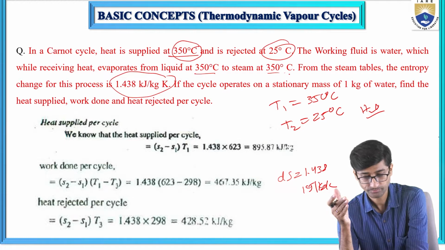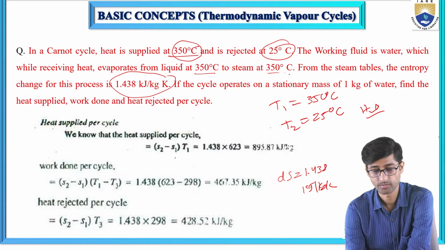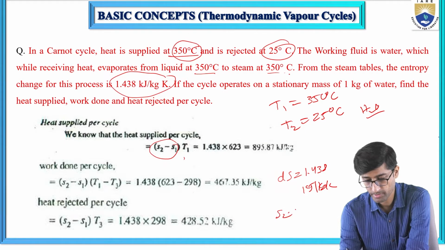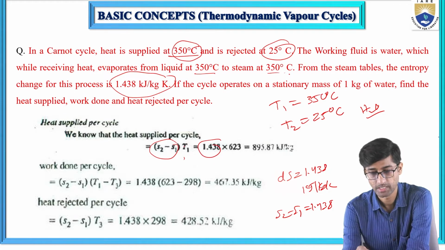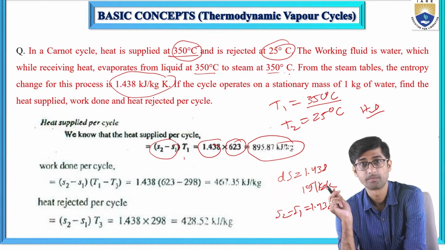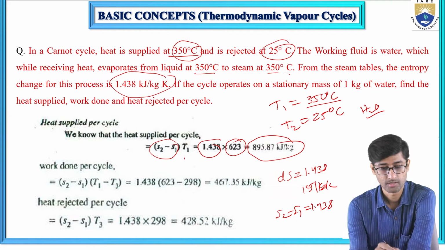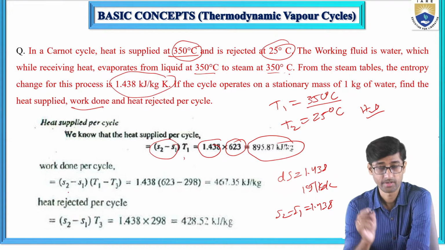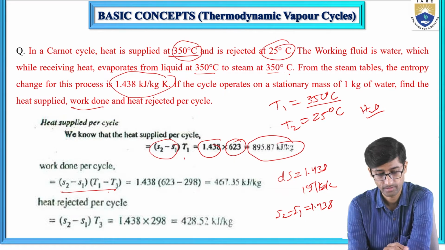Now how to calculate? The heat supplied in the boiler is (S2 minus S1) into temperature T1, right? The change in entropy S2 minus S1 is already given as 1.438. This into T1, which is 350 degrees Celsius, converted to Kelvin. Then you can calculate the heat supply per cycle. This is about 895 kJ per kg, right? Next, what is the work done per cycle? The work done we have already calculated in the previous section. That is (S2 minus S1) into (T1 minus T3), right?